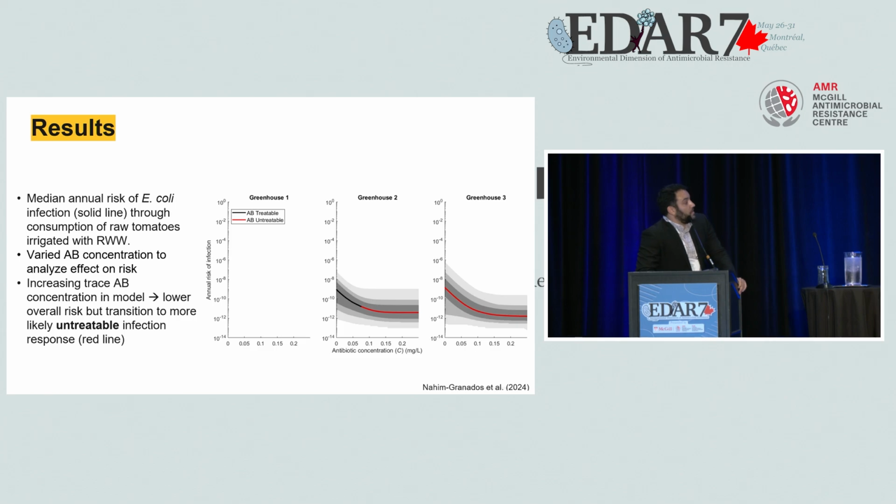For this, we see that for the first greenhouse, the risk was pretty much non-existent. Most of their samples were below detection. But we see the same trends in greenhouses 2 and 3, where as you increase the antibiotic concentration C, the line goes from black to red. In other words, more of the susceptible bacteria will not survive, leaving the resistant bacteria to cause the infection. And I'll also just say that overall the risk was very small, but we saw the same trends.